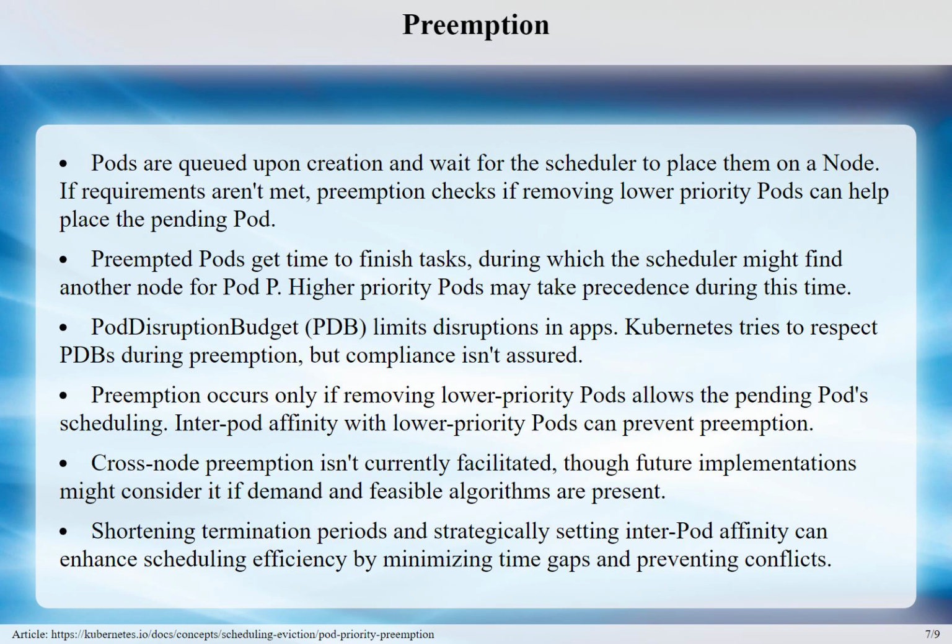Key insights. Efficiency measures: reducing the graceful termination period can shrink the time gap for pending pod scheduling. This entails setting shorter termination periods for lower priority pods. Strategic affinity: setting interpod affinity toward equal or higher priority pods prevents scheduling issues from affinity rule conflicts.